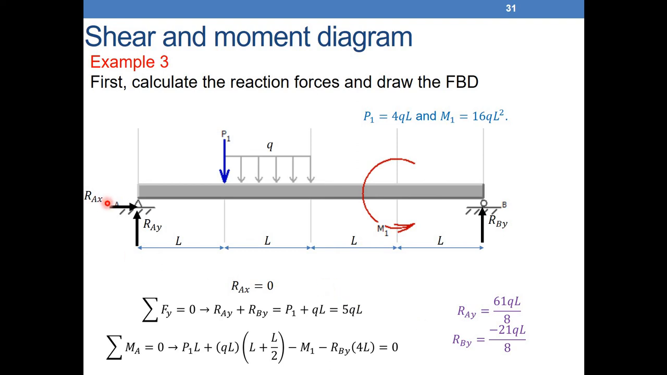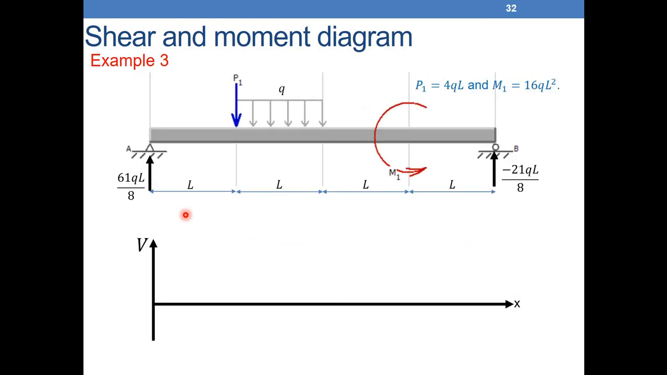After we found the final reaction forces, which is a crucial point, we found RAY and RBY. We have 61 QL over 8 here, minus 21 QL over 8 here. P1 is equal to 4 QL and M1 is equal to 16 QL squared. Everything is given now. Let's start. We put our beam here, we put all the forces acting, and let's start drawing the shear force.